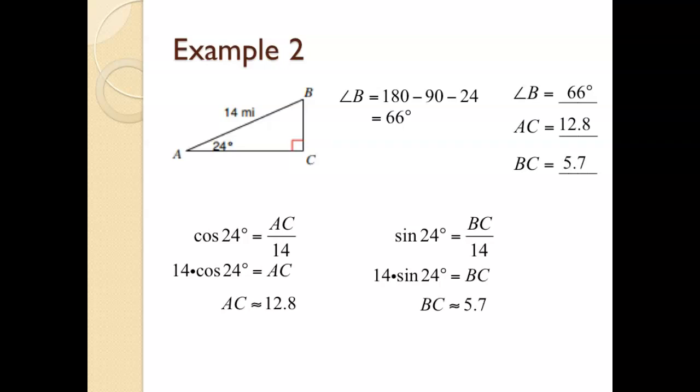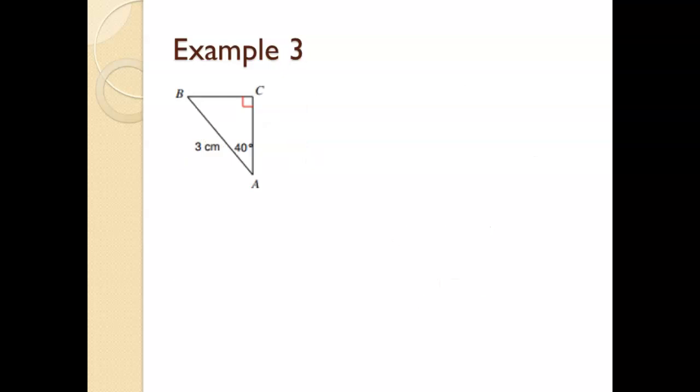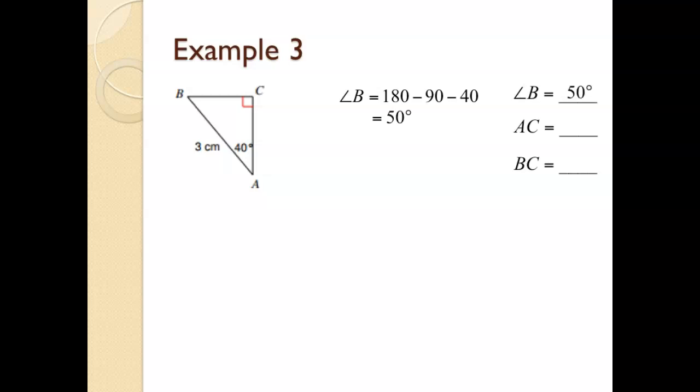Alright, let's look at example 3. In this example, we need to solve for angle B, AC, and BC. We'll start with angle B, and we'll apply the triangle sum theorem. So subtract 90 and 40 from 180, and that leaves me with 50. So angle B is 50 degrees.